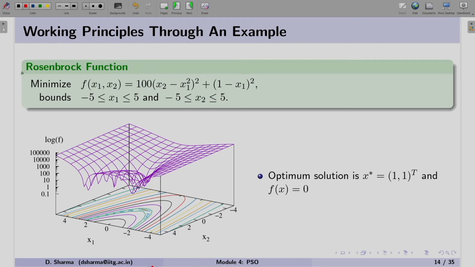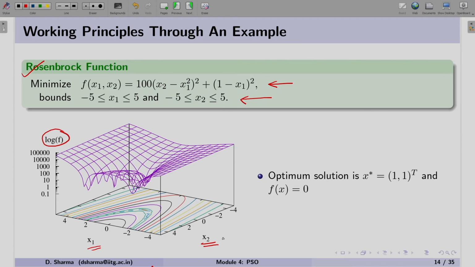As you can see, we have taken the Rosenbrock example here, currently for 2 variables. The bounds on the 2 variables are from -5 to +5. On the right hand side, on the third axis, we have taken the logarithm of the function so that we can see the nature of the surface, and at the bottom, which is the x1 and x2 plane, we can find the contours of this particular function.